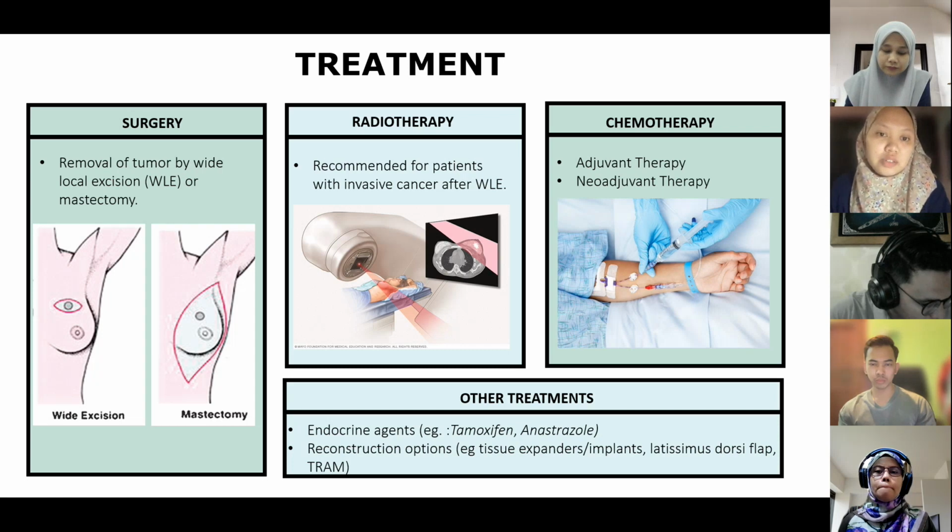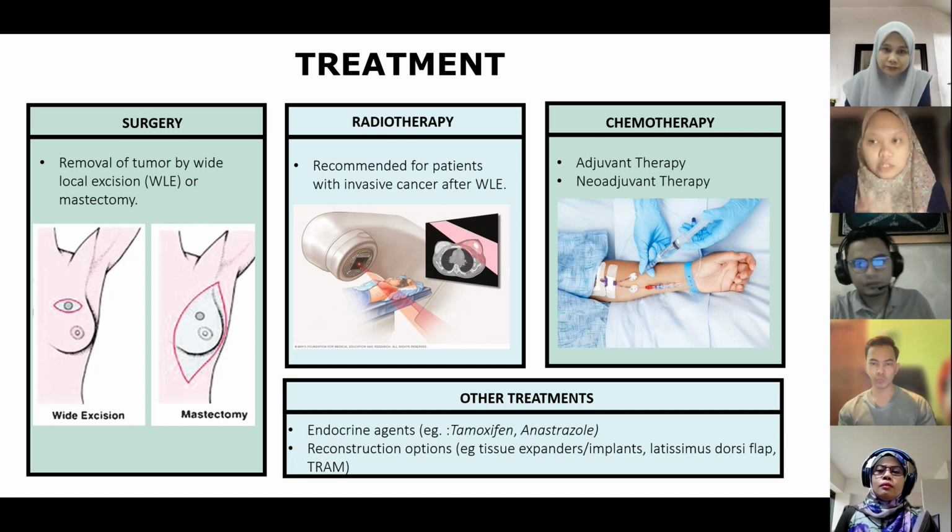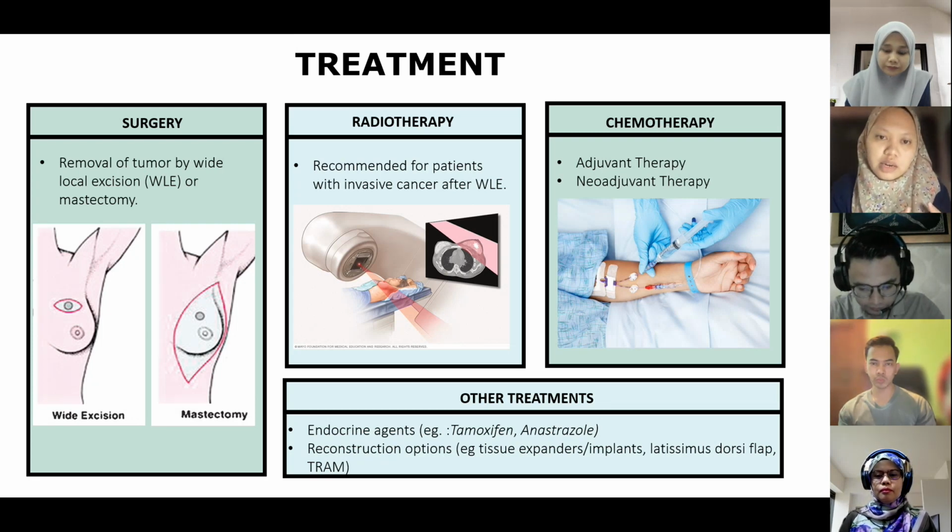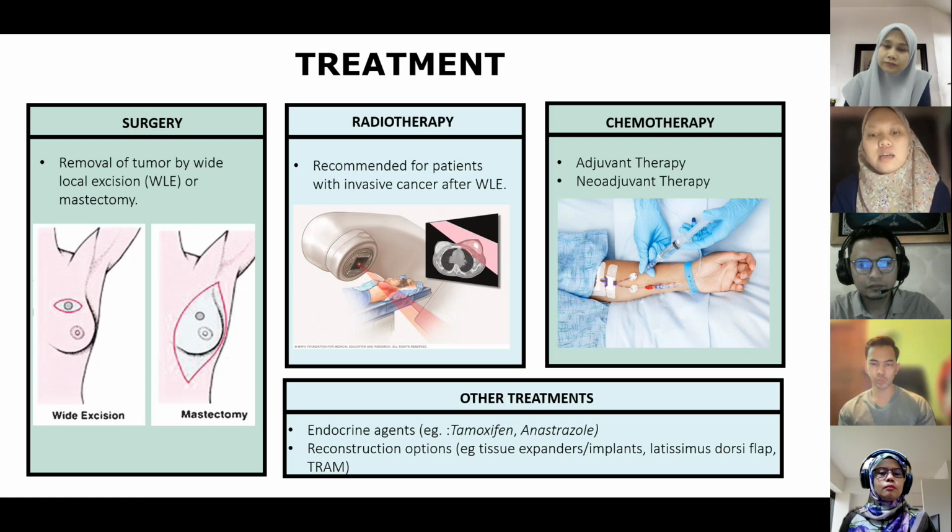The second one is radiotherapy, which is recommended for patients with invasive cancer after WLE, which means the WLE procedure needs to be done first, then we move to radiotherapy as the next precaution step. And then chemotherapy, which has two types, adjuvant therapy and neoadjuvant therapy. And last but not least, the other treatments are endocrine agents, tamoxifen and anastrozole. The second is the reconstruction options, which are the tissue expander or implants, latissimus dorsi flap or TRAM.